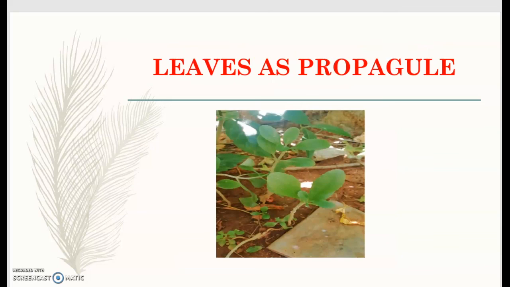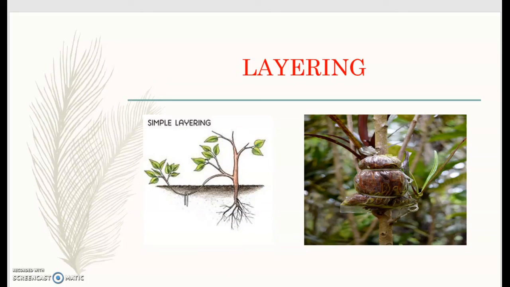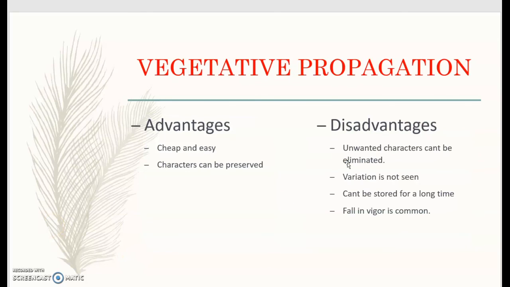And then leaves work as a propagule, bryophyllum is the example. And I asked you to learn about the word adventitious. And then in artificial propagation, we learned about grafting, cutting and layering. Layering may be simple layering and also by air layering method. And then we learned about the advantages and disadvantages of vegetative propagation too.